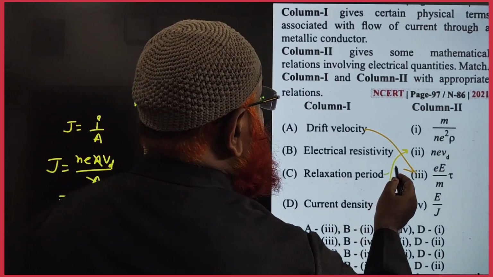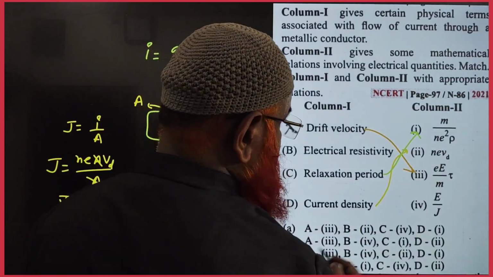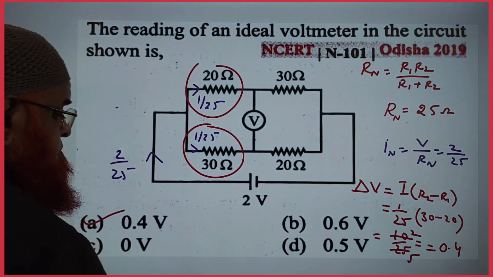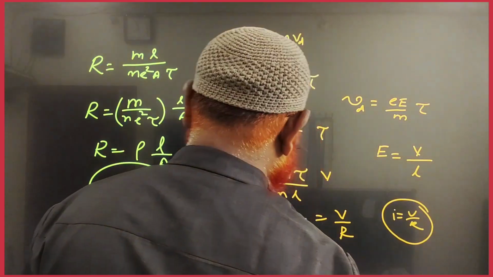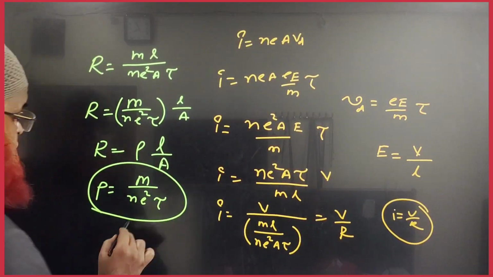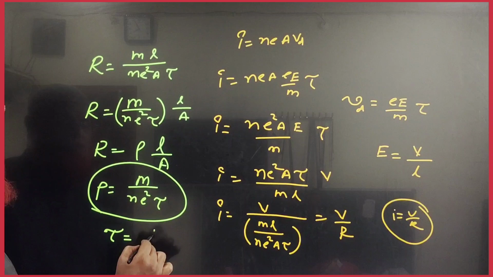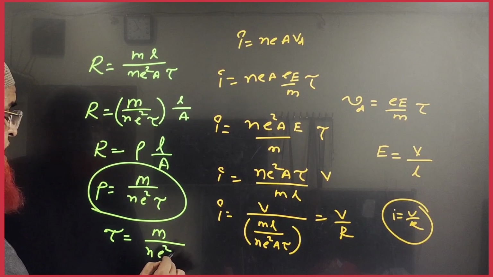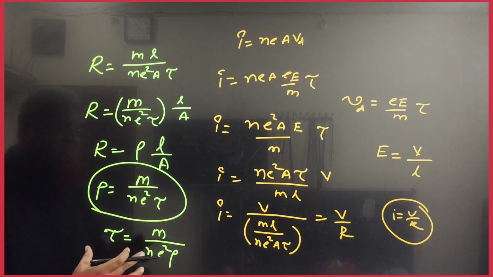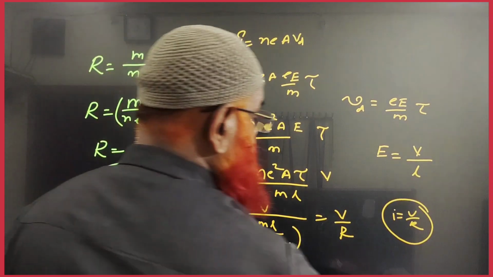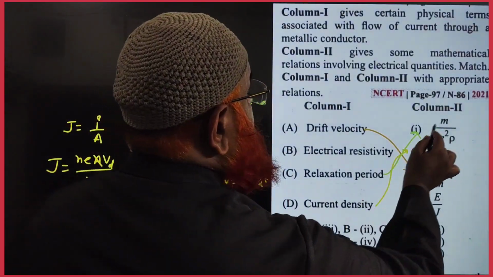But the relaxation period is also asked. We can take the relaxation period tau, which can be written as m by n e square rho. So relaxation time is nothing but m by n e square rho.